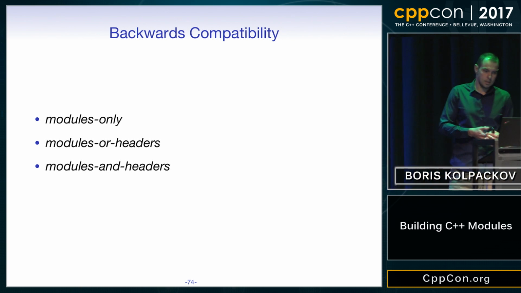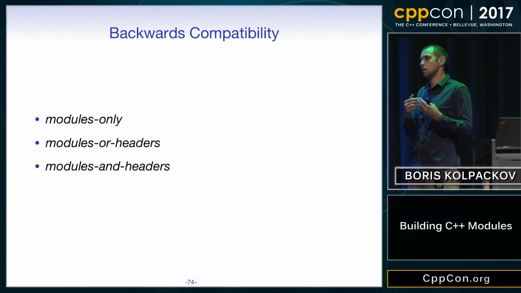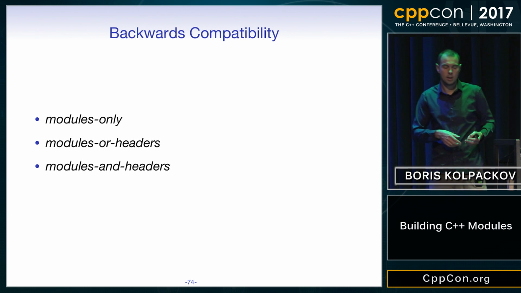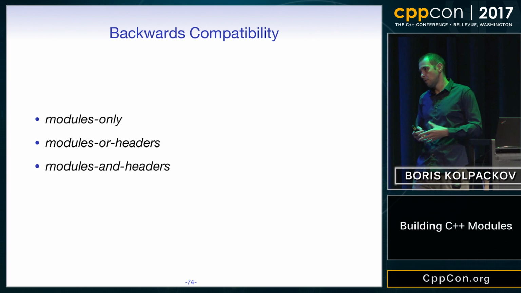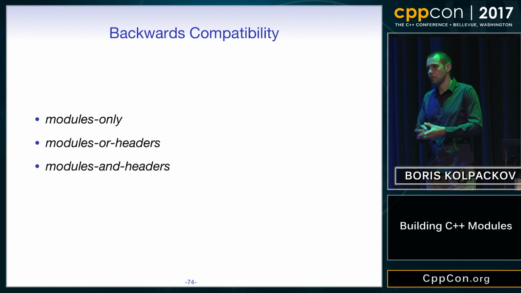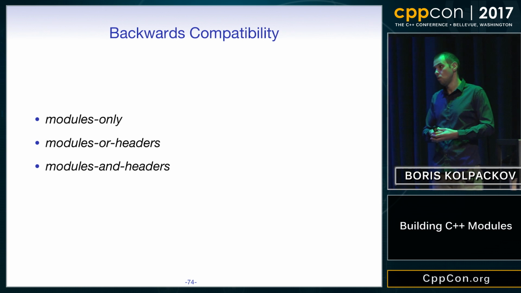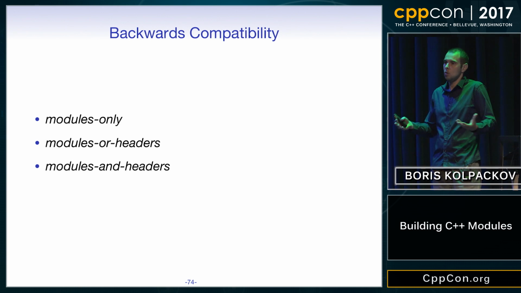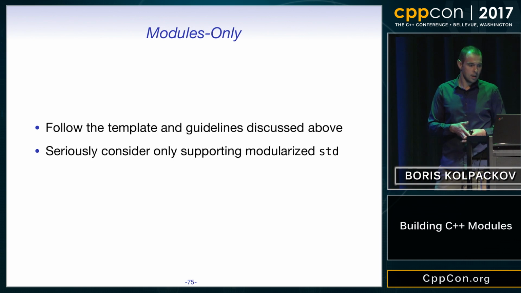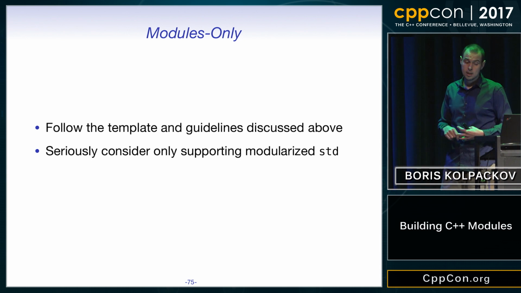And finally, we have this 3rd level where we actually support cross-usage, right? We support consuming our library built as modules as headers, and even the other way around. Now, that might seem far-fetched to some of you, but it's actually a fairly plausible case. If you have a ton of existing consumers, they cannot all be switched to modules at the same time, or ever, in fact. All right, modules only, pretty simple, follow the templates and guidelines above.